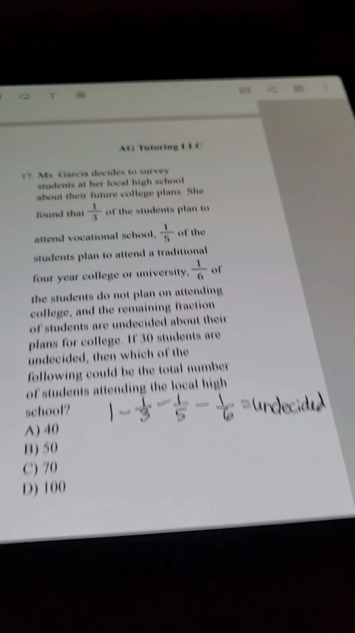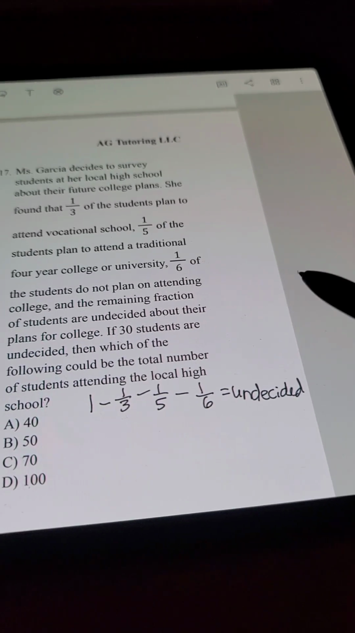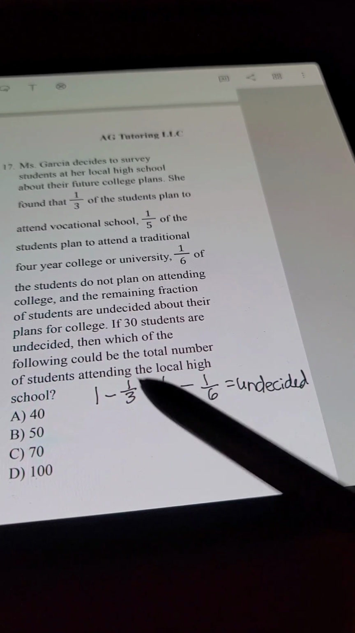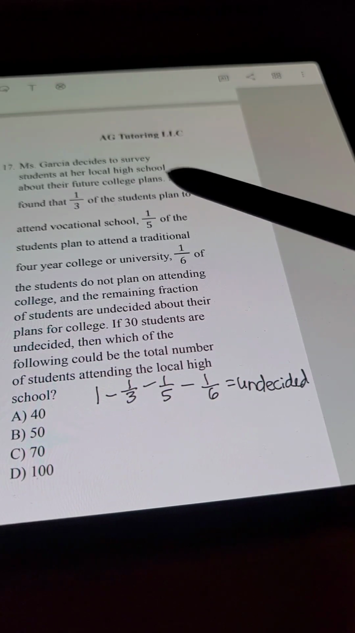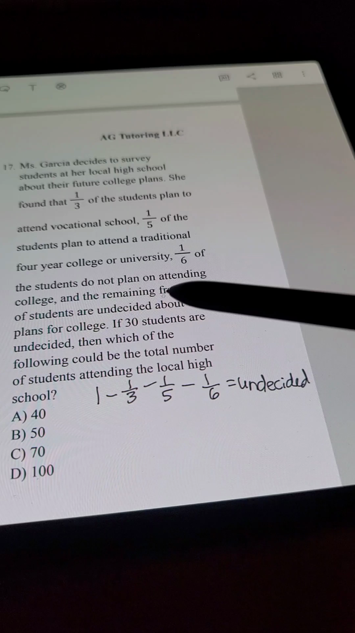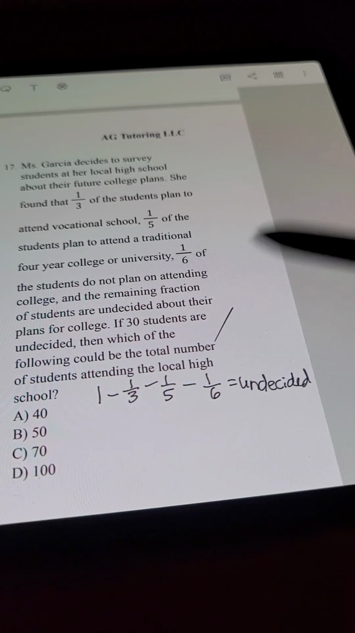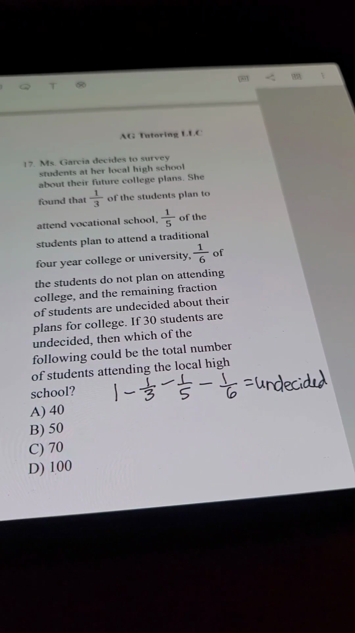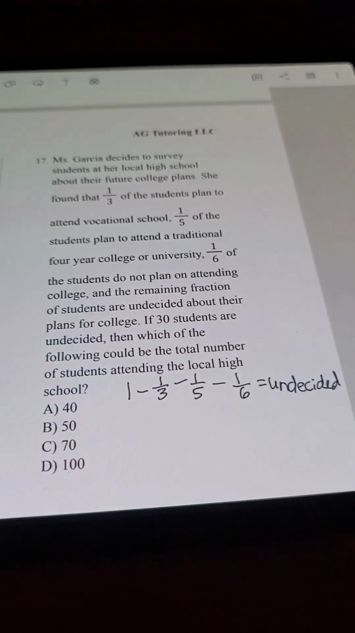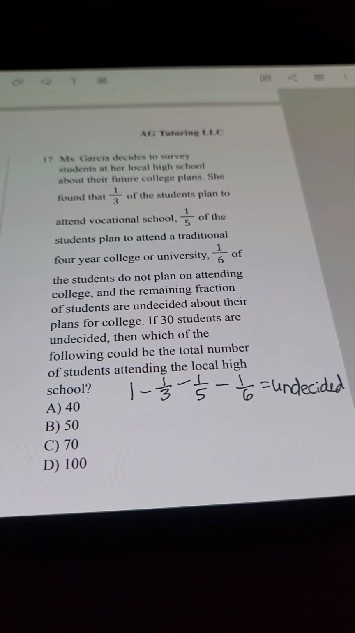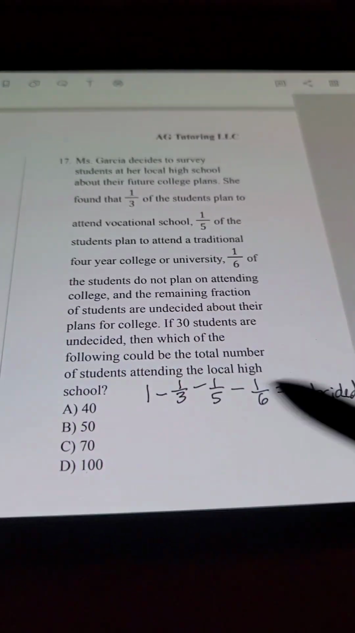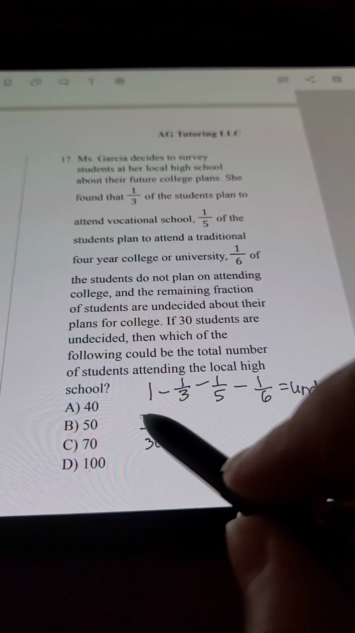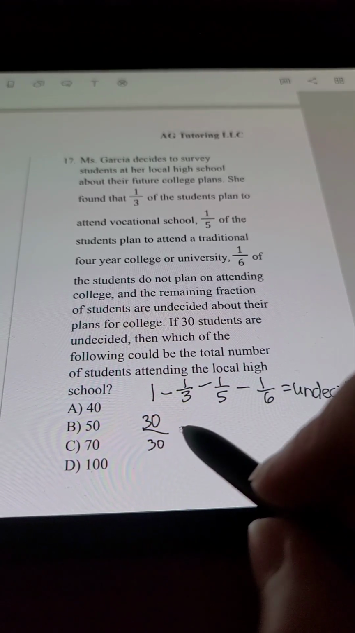So if I want to find out the fraction of the total students that are undecided, it would be represented by this. I would just subtract the students that are attending vocational school, the ones that are going to a traditional university, and the ones that do not plan on attending college. So I could say that my common denominator, I don't know if it's the lowest, but whatever, it's going to be 30. That's just the first number coming to my mind. So 30 over 30 is the same as 1.